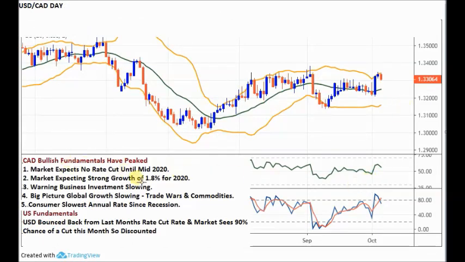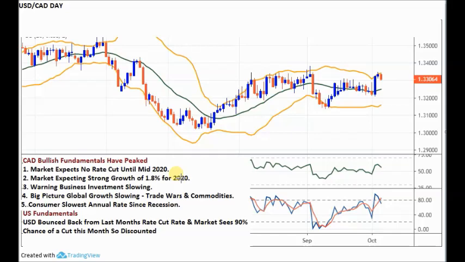Right, on the USD CAD daily chart, I'll draw my levels in a moment. But first of all, let's just have a look at the bullish fundamentals for the CAD, which the market sees as bullish, but they've peaked. It's not going to get better for the Canadian economy over the medium term, and it's going to be bad for the Canadian dollar. Now let's look at why. Point number one, the market expects no rate cut until mid-2020.